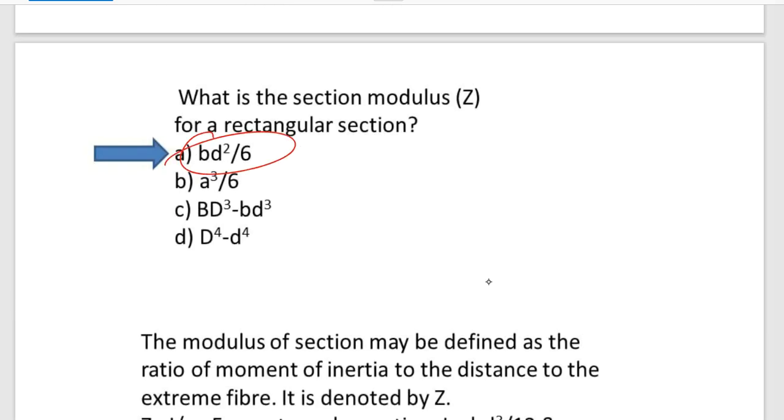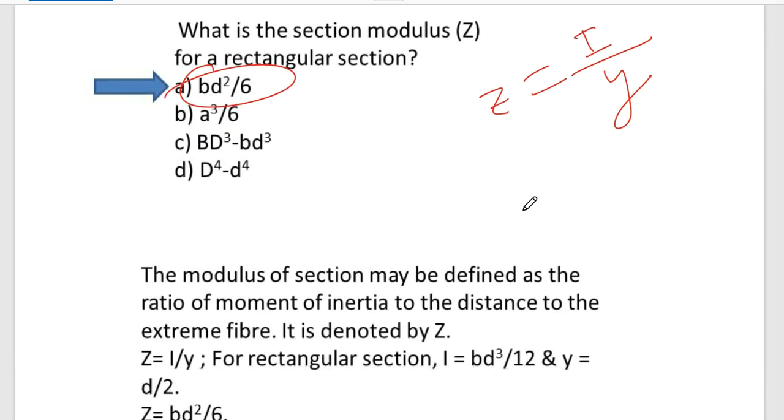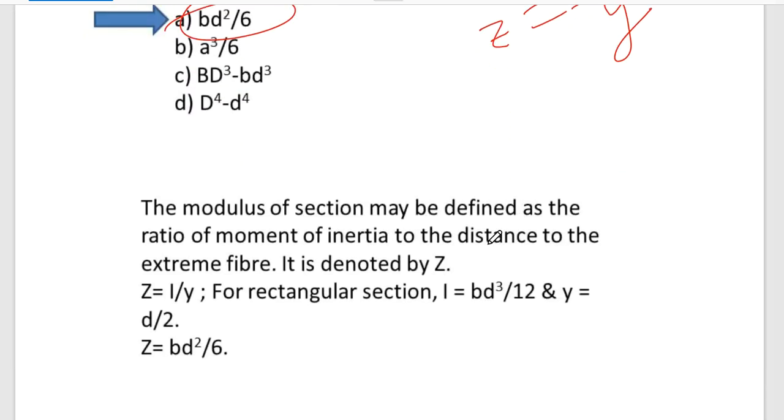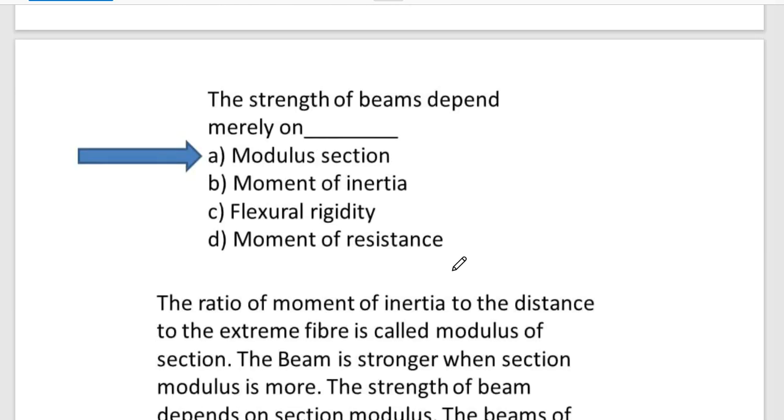Next, section modulus is a very common question. Section modulus Z is nothing but I by Y, that is, moment of inertia divided by the distance of the extreme fiber. For a rectangle, I is BD cube by 12 and Y is D by 2, so ultimately the answer comes as BD square by 6. Next, the strength of the beam depends directly on which quantity? Section modulus.